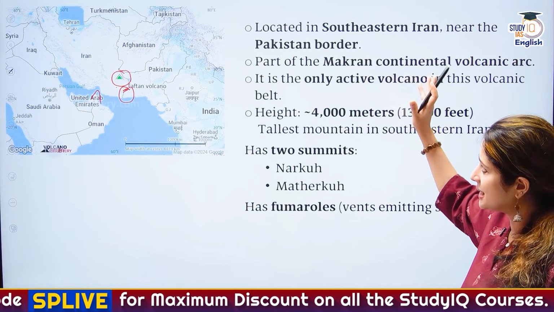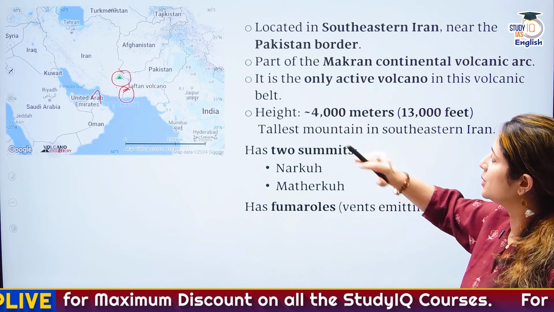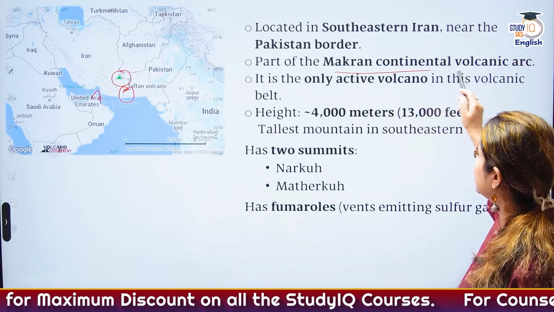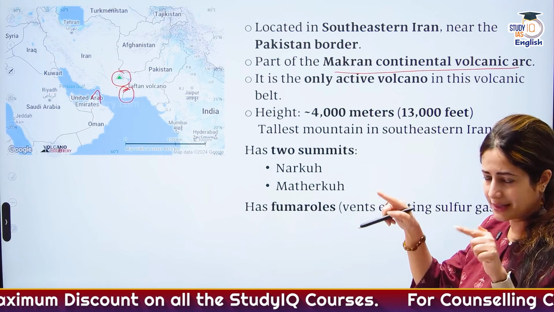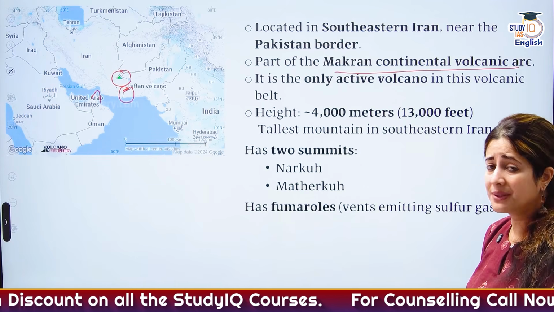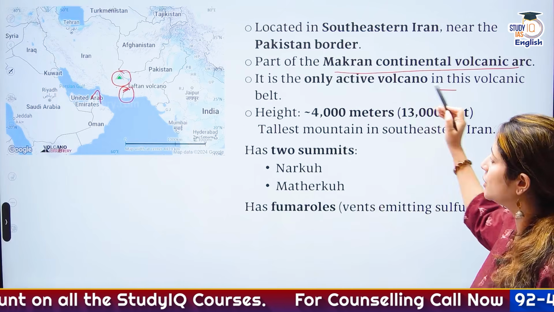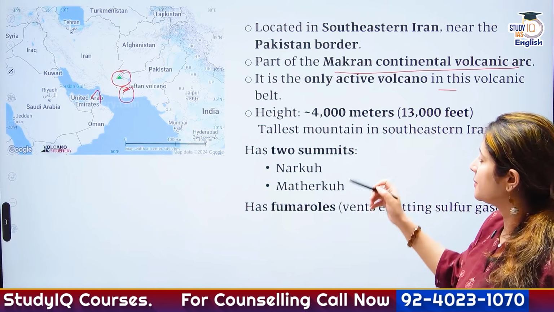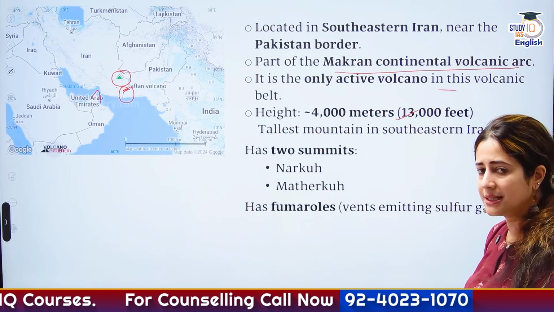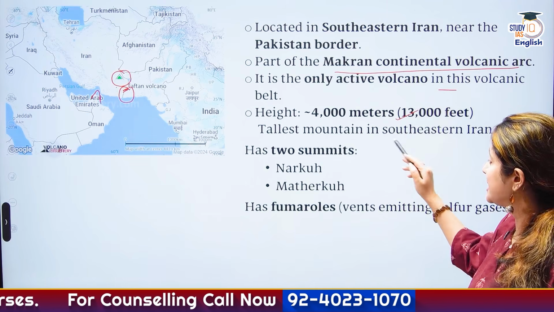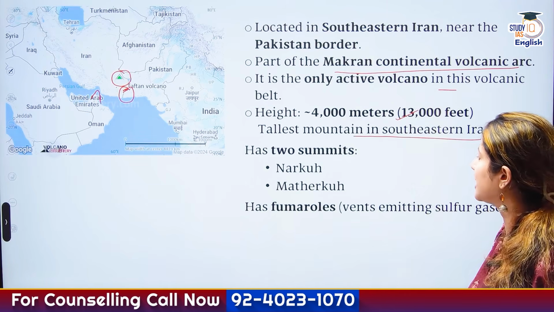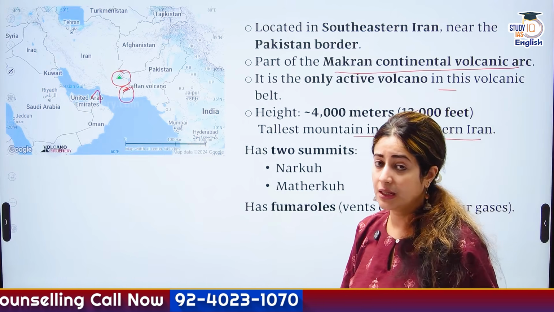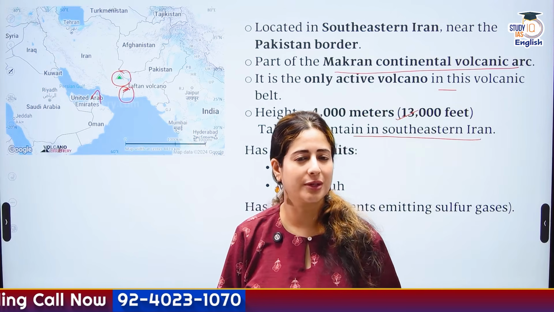Now, this entire area where the Taftan volcano is located is a part of Makran continental volcanic arc. It's an arc-like area. Do remember, this is the only active volcano in this entire volcanic belt. Looking at the altitude, it's about 4,000 meters, that's 13,000 feet high, and it is the tallest mountain in southeastern Iran.